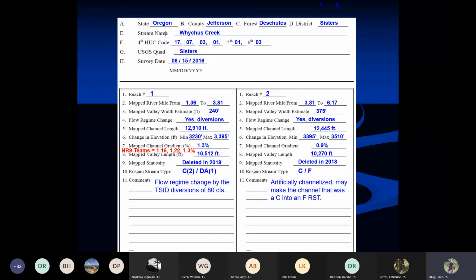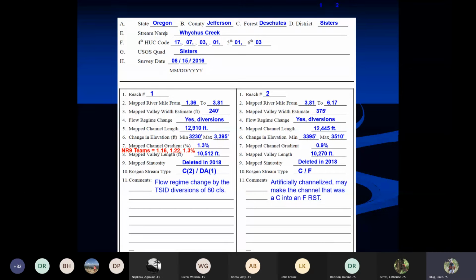And then in comments, it's really important to put in why you broke that reach. Flow regime change was the reason in reach 1, and then there's an artificially channelized section that characterized reach 2. Later we changed that into an F, Rosgen stream type F, based on the data that was collected in the training.